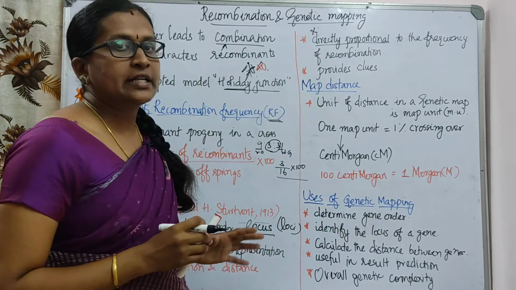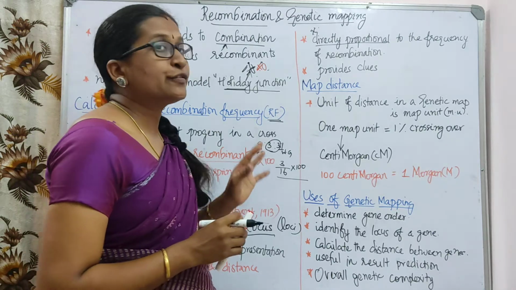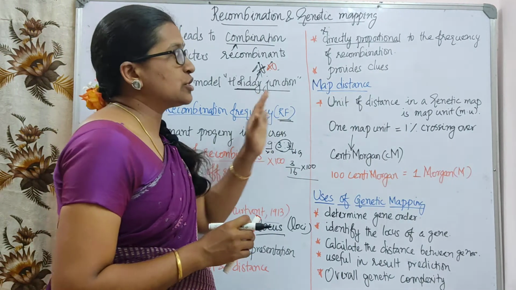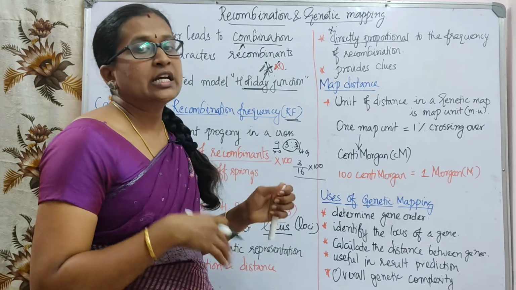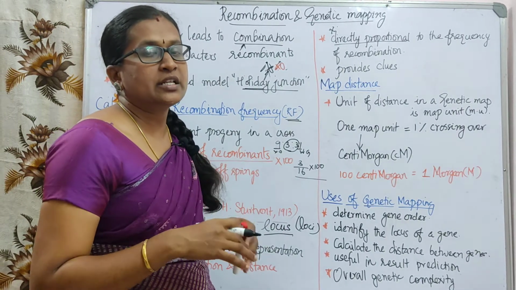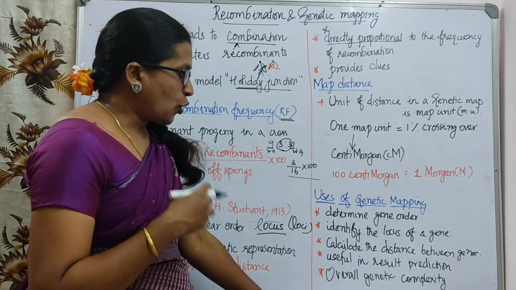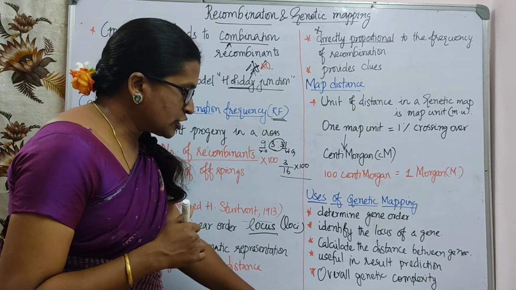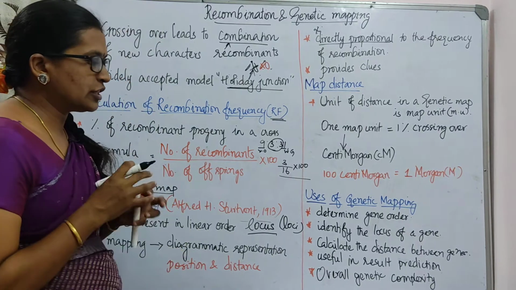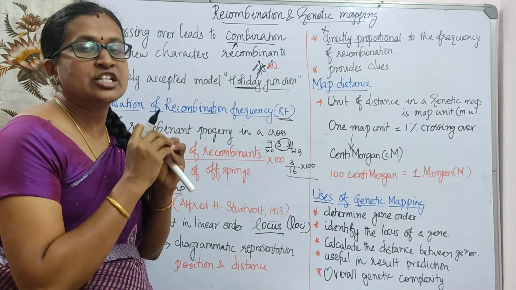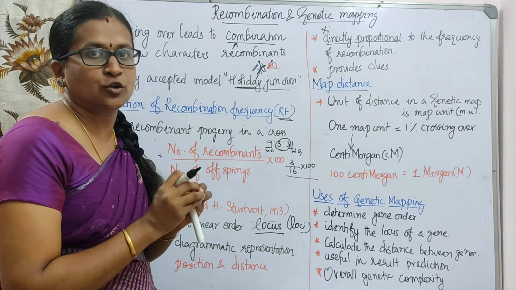It is directly proportional to the frequency of recombination. According to that frequency of recombination only, these things are interdependent and it is directly proportional. And it provides a clue. What is it providing a clue for? It is giving clues where the gene is hiding or where the gene is lying in that particular chromosome.